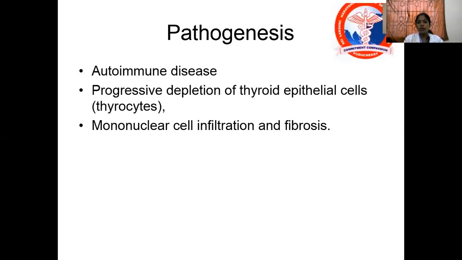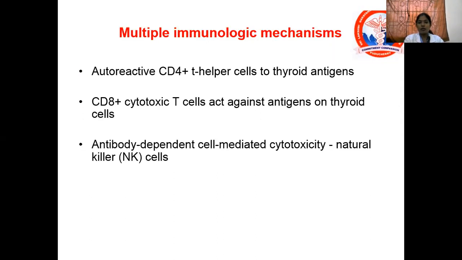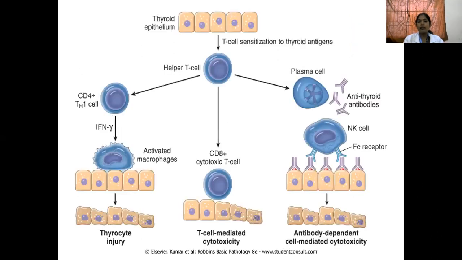Pathogenesis: it is an autoimmune disease. There is progressive depletion of the thyroid epithelial cells, and there is mononuclear cell infiltration and fibrosis. There are multiple immunologic mechanisms which cause Hashimoto thyroiditis. It is mainly because of autoreactive CD4 T helper cells to the thyroid antigen, and CD8 cytotoxic T cells act against antigens on the thyroid cells. And there is also antibody-dependent cell-mediated cytotoxicity, which is mainly because of NK cells. So there are three main immunologic mechanisms which cause hypothyroidism.